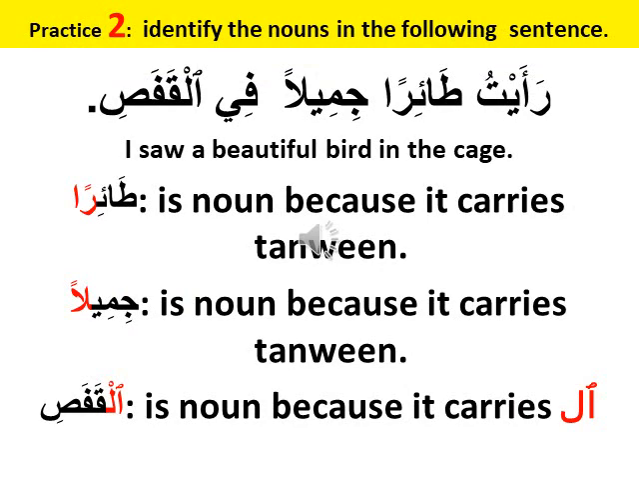Practice number 2. Identify the nouns in the following sentence. رأيت طائرا جميلا في القفص. I saw a beautiful bird in the cage. In this instance, طائرا is a noun because it carries tanween. جميلا is a noun because it carries tanween. القفص is a noun because it carries L.